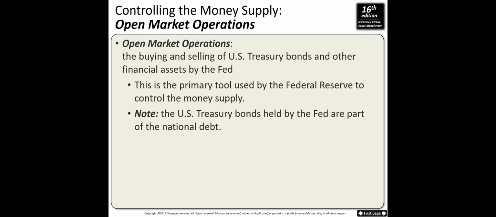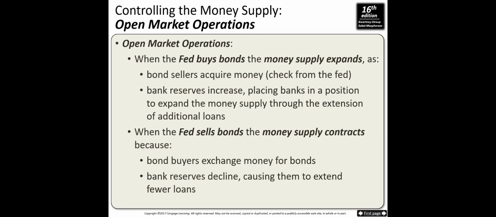The next tool used to control the money supply by the Fed is open market operations. This is the most frequently used policy. It's the buying and selling of US Treasury bonds and other financial assets by the Fed. This is the primary tool used by the Federal Reserve to control the money supply. Remember that US Treasury bonds held by the Fed are part of the national debt. Let's see how this works.